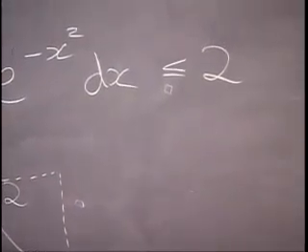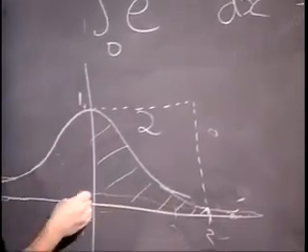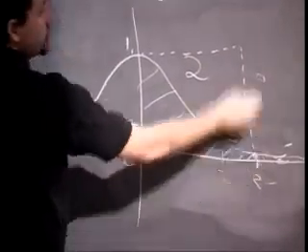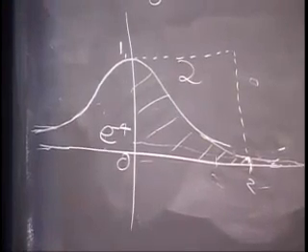Well, on the other hand, this is the minimum because the curve is decreasing here. And if you think about it, this is e to the minus 4. See, because when x equals 2, e to the minus 2 squared is e to the minus 4. It's 1 over e to the 4.